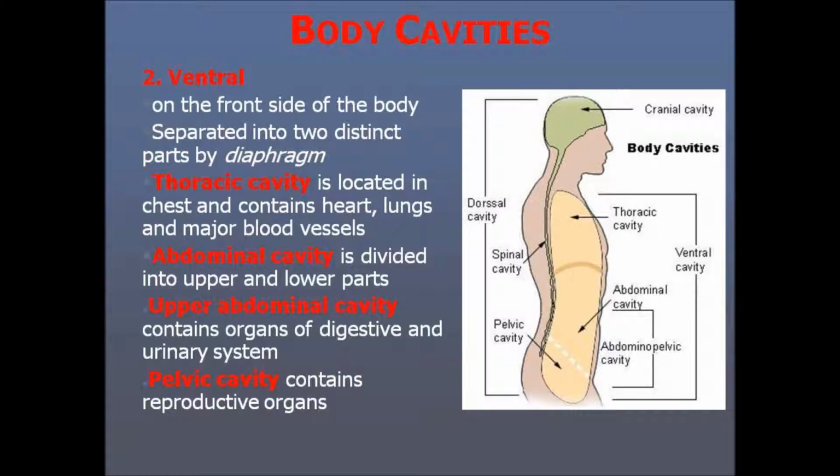And the second one is ventral, on the front side of the body, and it is separated into two distinct parts by the diaphragm. The thoracic cavity is located in the chest and contains the heart, lungs, and major blood vessels. Then the abdominal cavity is divided into upper and lower parts. The upper abdominal cavity contains organs of the digestive and urinary system. And finally, the pelvic cavity contains reproductive organs. You can have a look at them in this picture.